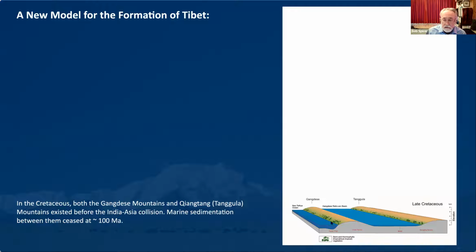So here we have the Gangdesi, which, as I said, existed way back in the Cretaceous, largely by virtue of the fact that we are starting to get subduction of the Tethyan plate, oceanic plate below Eurasia as India starts its journey north. In the mid-Cretaceous, north of the Gangdesi, we have the remnant of the Mesotethys Ocean. So we have marine sediments here being deposited until around 100, 110 million years ago. And to the north of that, we have the Tangula uplands, which are created by the collision of the Lhasa and Changtang terrains. So here we are, this is the Cretaceous.